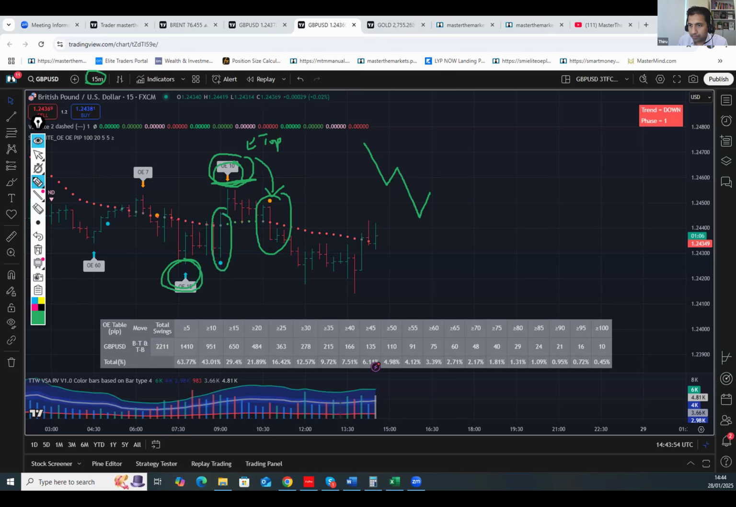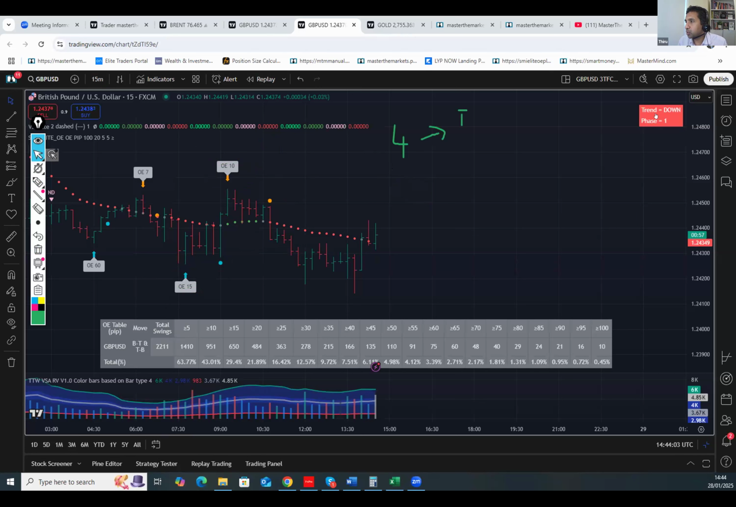Once we have that, we can derive four main important points. One is the trend of the particular instrument we are looking at, which will be shown by the trend box on the right hand side. Then we also know the phase. And on top of that, we get three stats, which I will touch on as we go along. And we look at some strategies from there.